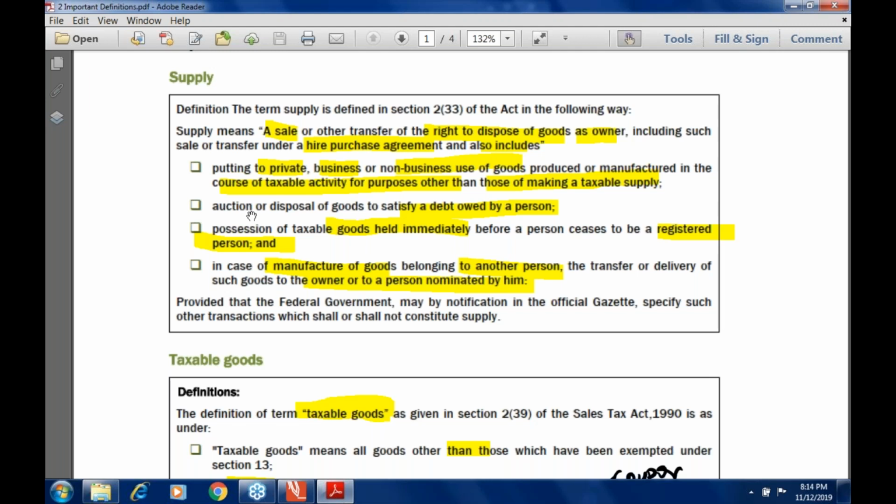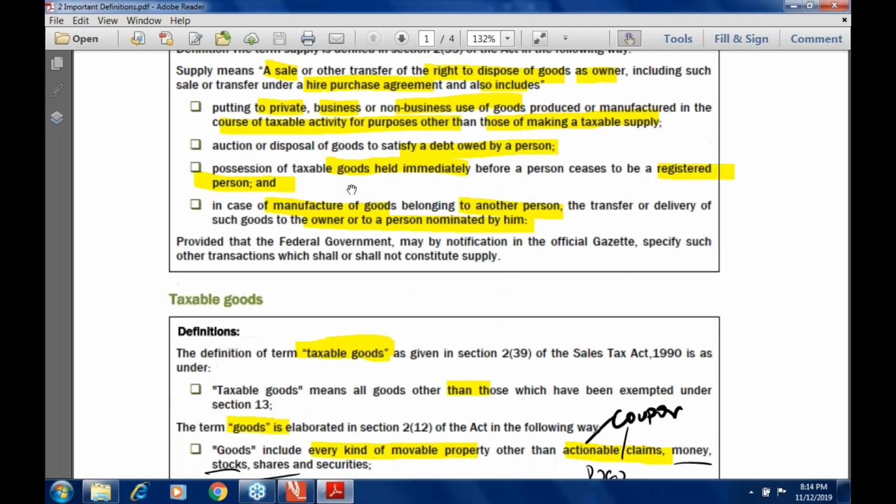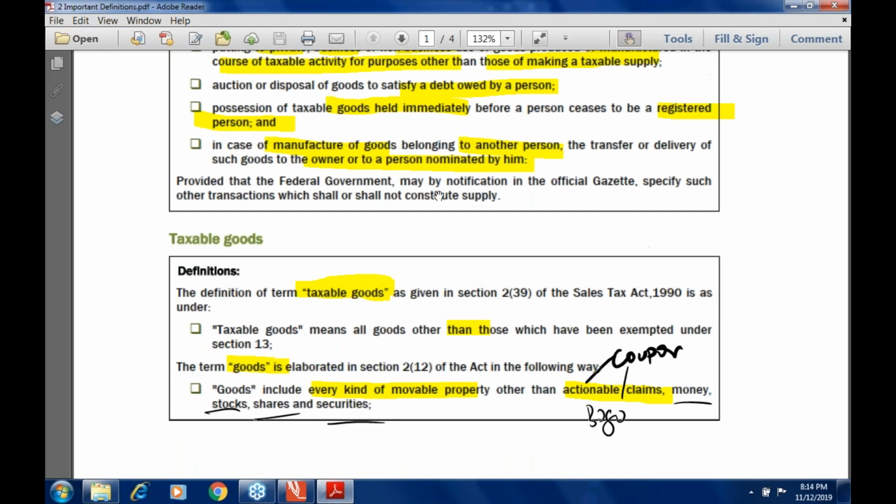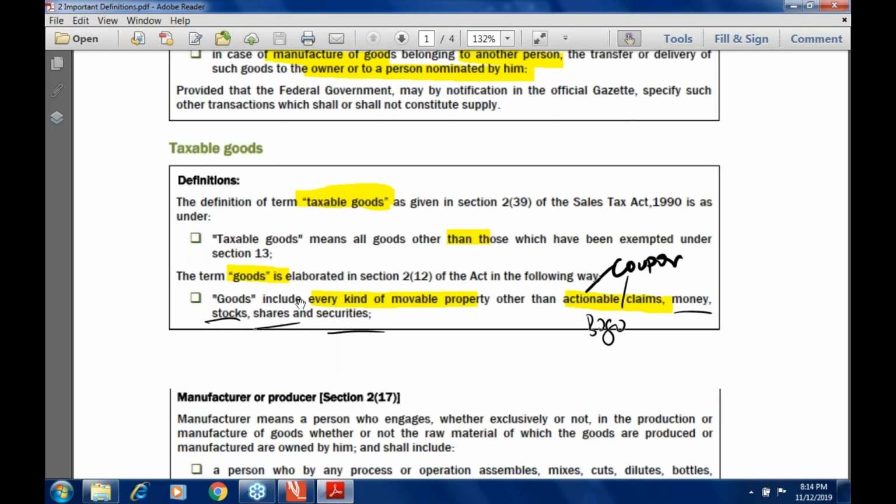So we did talk about it, and the next thing that we did discuss was the concept of taxable goods, and what we mean by goods. It includes every kind of movable property other than actionable claims. I did talk about the actionable claims to be coupons and so on and so forth.